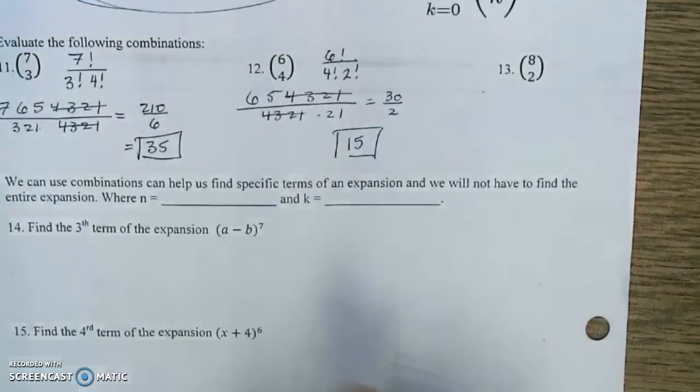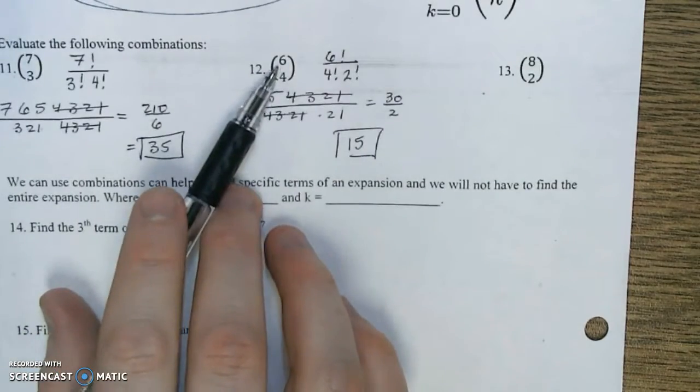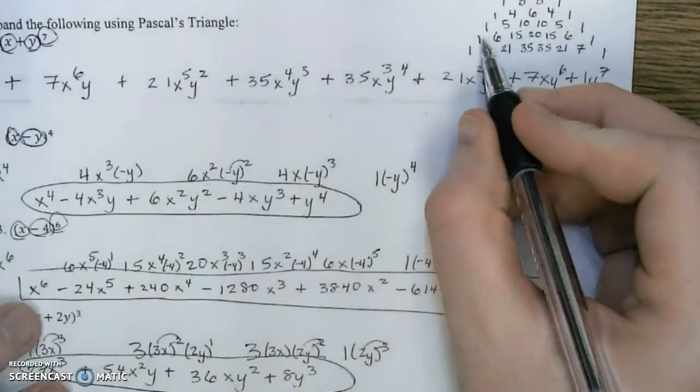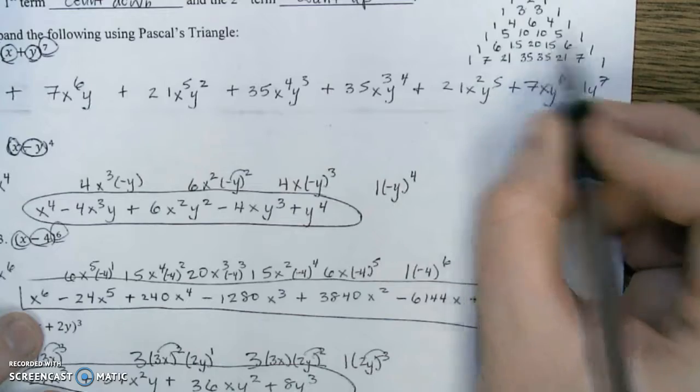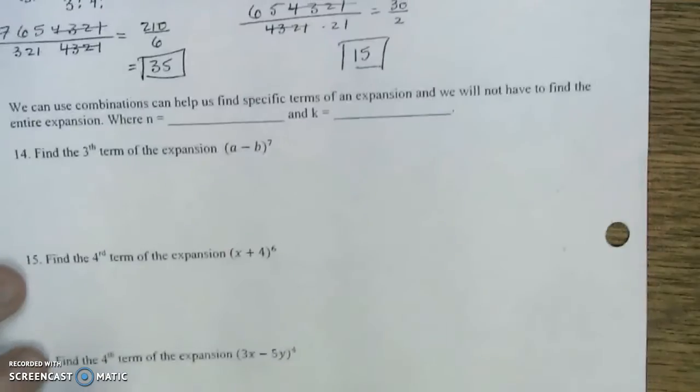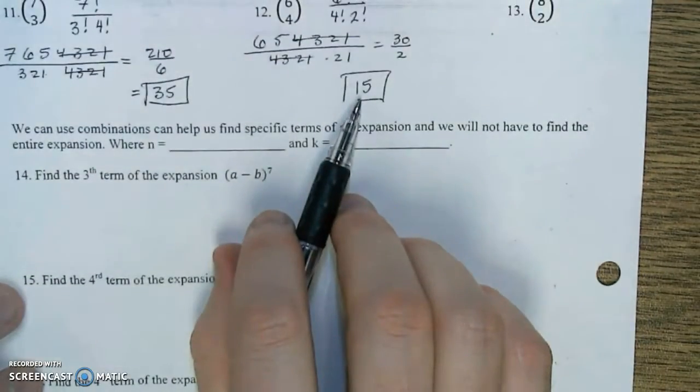If I go and look at Pascal's triangle, row 6, fourth number, so row 6 would be here, and then we've got 1, 2, 3, 4. We ended up getting 15, which is what we got there.